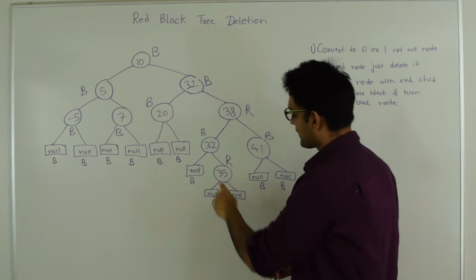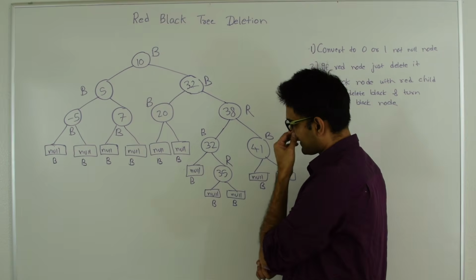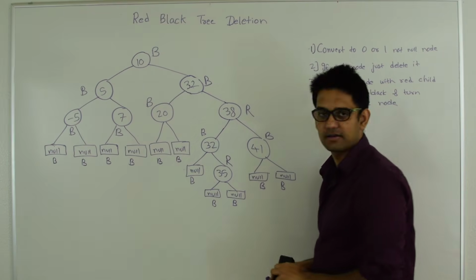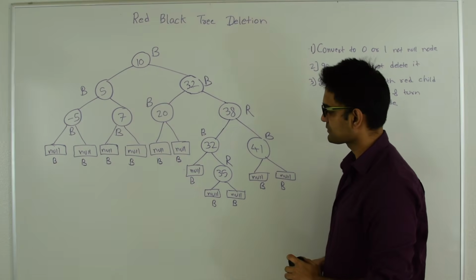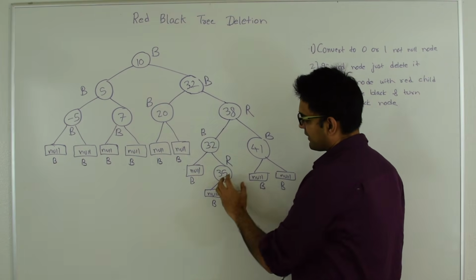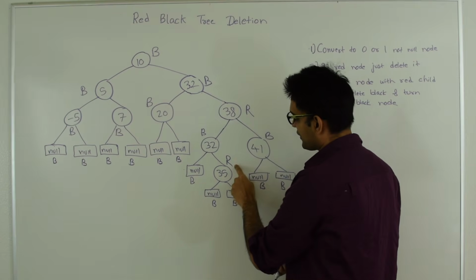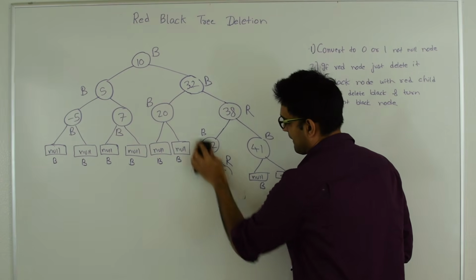Now last time the color of this node was red and we just deleted it, but this time the color of this node is black, but it has one red child, 35. So what we do in this case is delete this 32, replace it with 35 and change the color of this 35 to black. So let me do that quickly.